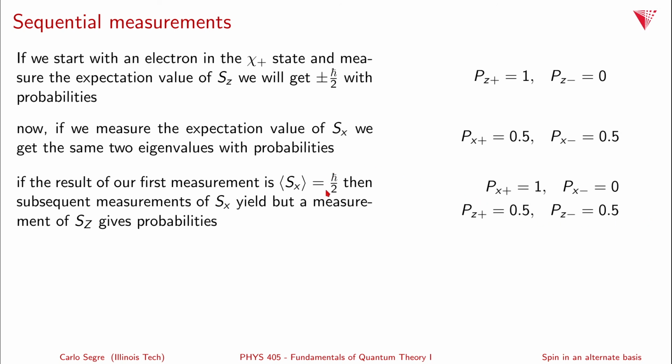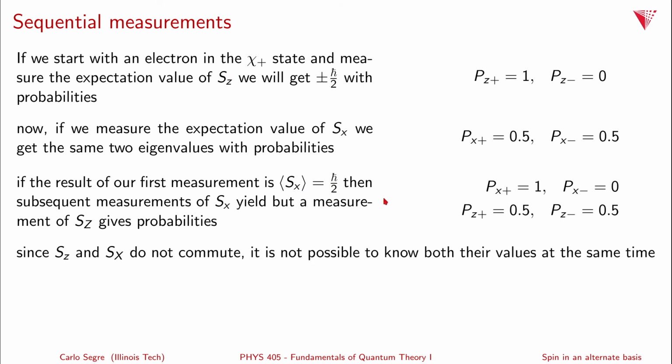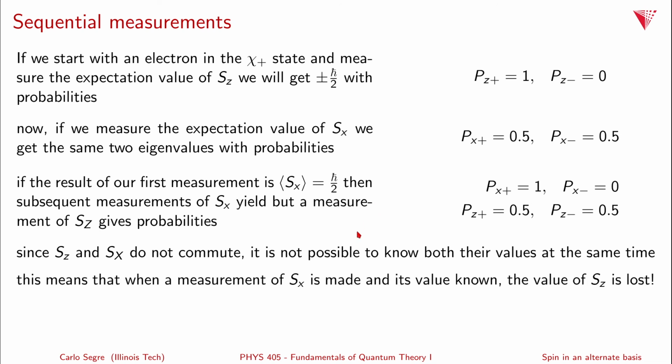Because now the system is in the eigenstate of S sub x with eigenvalue plus h bar over 2, but that's not an eigenstate of S sub z, because S sub z and S sub x do not commute. Since they don't commute, it's not possible to know both their values at the same time. You either know one and you don't know the other, or you know the other and you don't know the first. So what this means is that when a measurement of S sub x is made and you know its value, the value of S sub z is lost. It's now randomized. It's half and half. You don't really know what it is anymore.